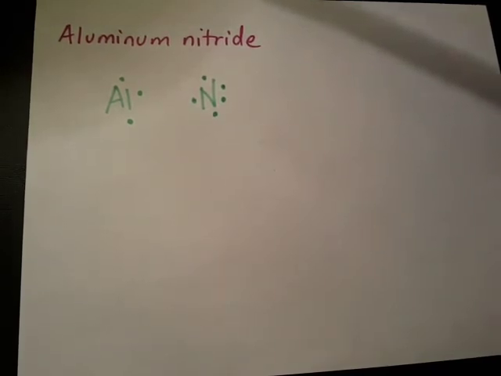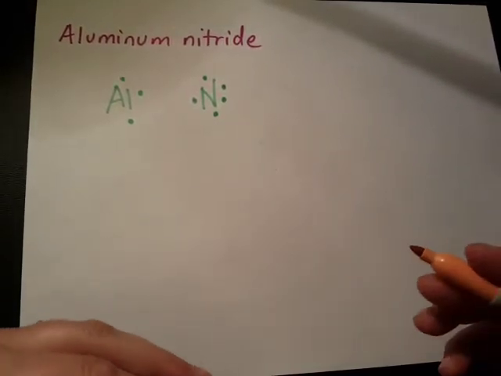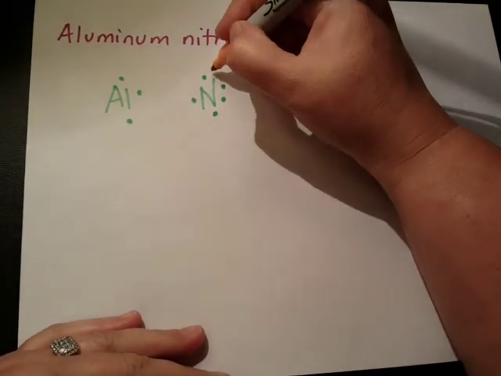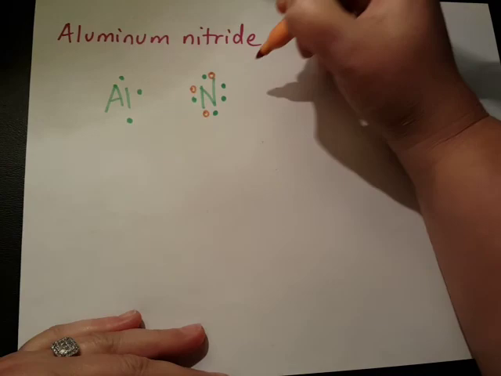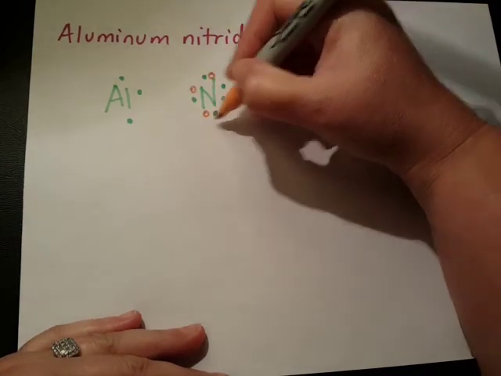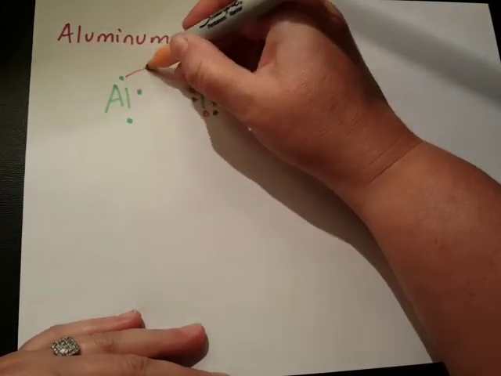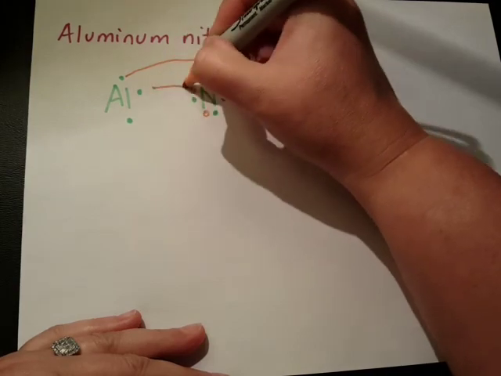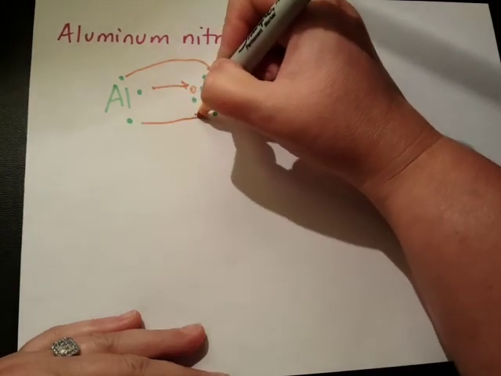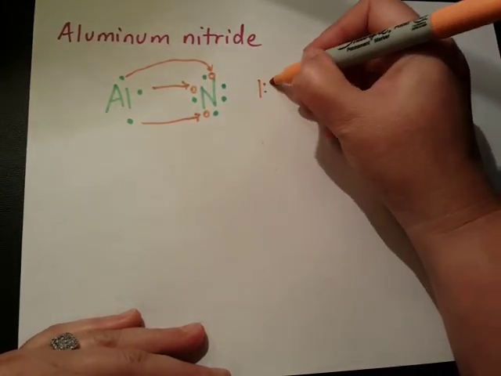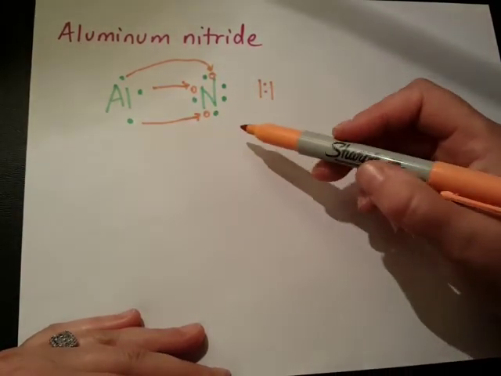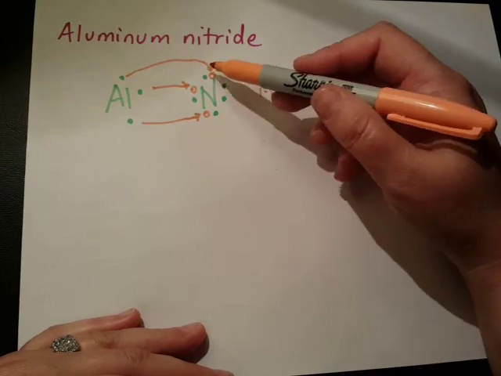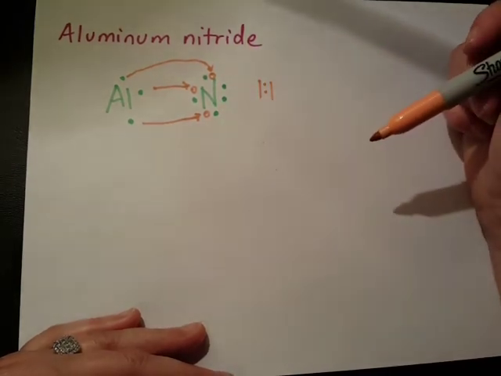So how can these guys form an ionic compound by losing and gaining electrons? Well, nitrogen's saying, give me 3. If you give me 3, I'm going to have 8. And aluminum's like, okay, I actually happen to have 3. You can have them all. And the relationship is 1-to-1. For every 1 aluminum, it just matches perfectly. It's like a puzzle piece, just fitting perfectly with the nitrogen.